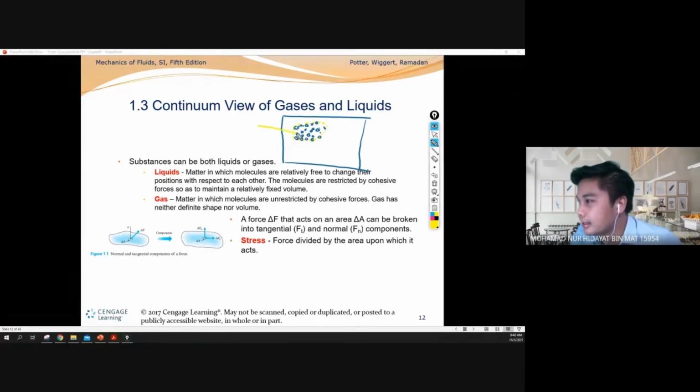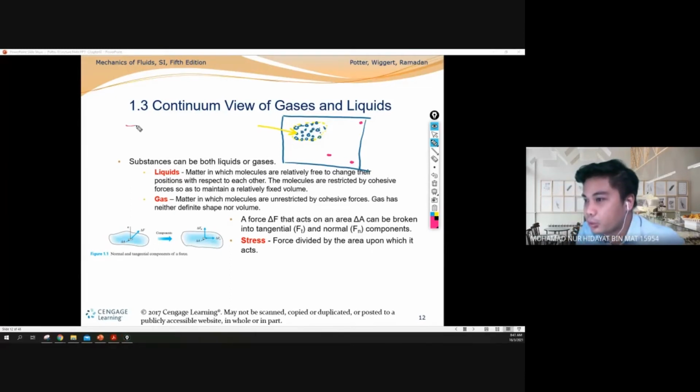What happens if the liquid or the gas is like this? This we do not call a continuum. It is not close together. How do you define close? Later on, I will explain. Before that, you need to understand that continuum means the distance between particle and particle is very close to each other.